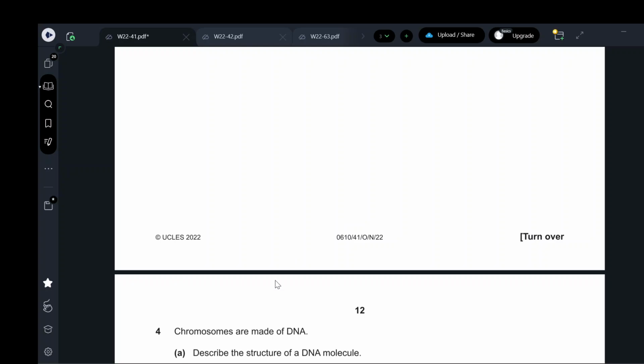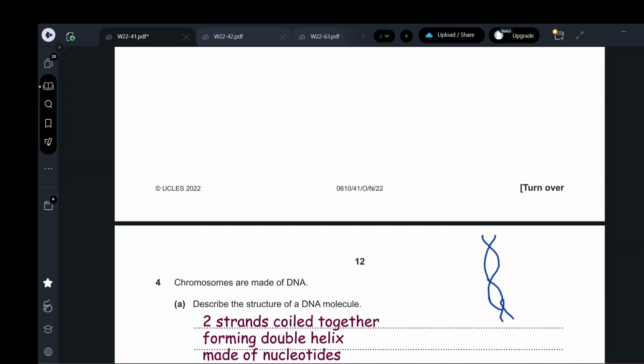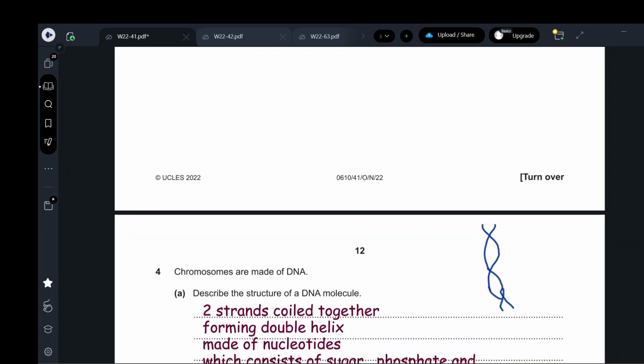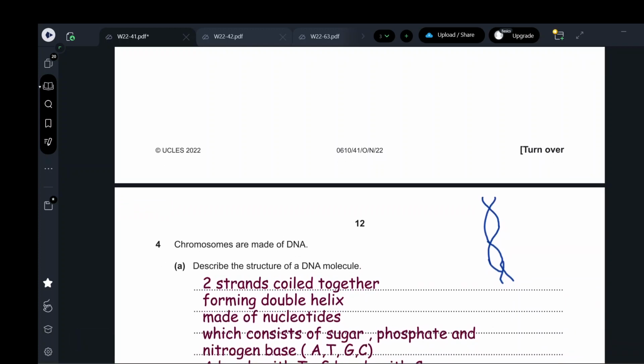Question 4. Chromosomes are made of DNA. Describe the structure of the DNA molecule. The DNA molecule, what is it made of? Two strands coiled together to form a double helix. Each strand is formed of nucleotides. The nucleotide is made up of sugar, phosphate, and a nitrogen base, which are A, T, G, and C.